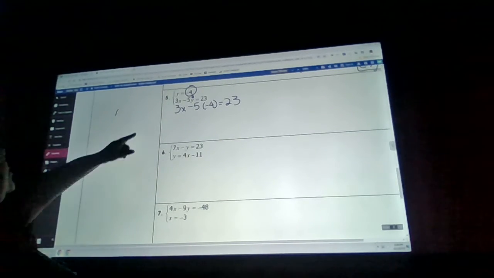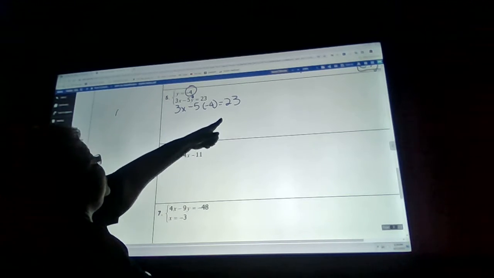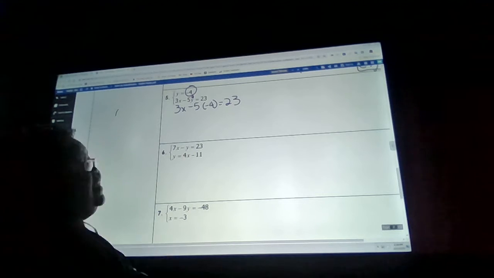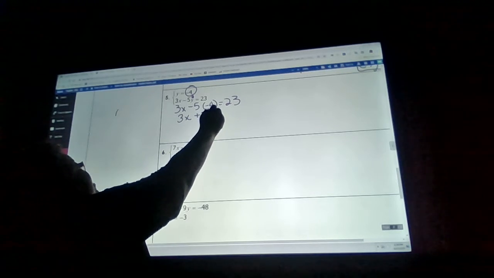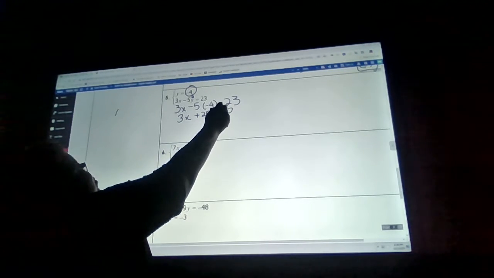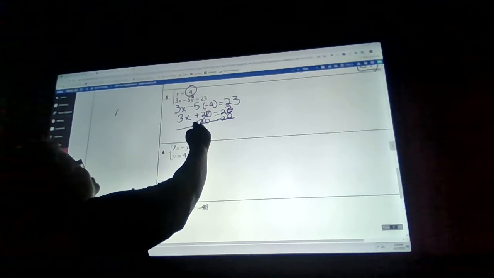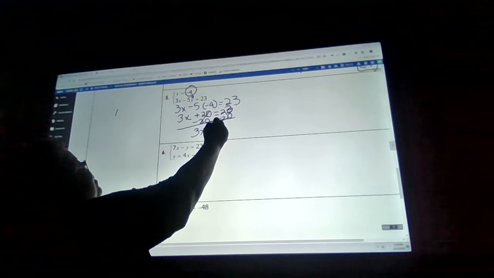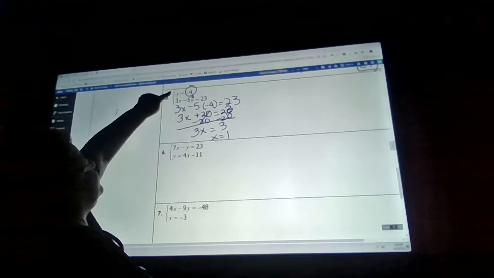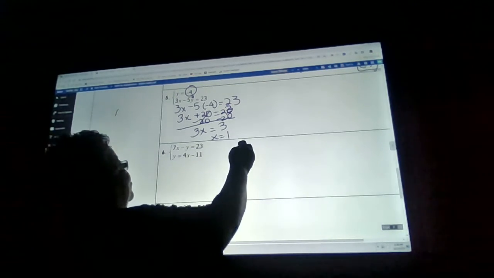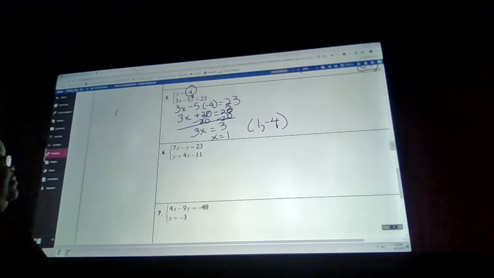Okay, so now I'm going to simplify this right here, PEMDAS. We got to do this multiplication first. Okay, so we have 3x minus 5 times minus 4 is a plus 20, and that's equal to 23. Subtracting 20 from each side gives me 3x equals 23 minus 20 is 3. Divide both sides by 3, x is equal to 1. I don't have to do anything else because I already have y. So watch this. x is 1, y is a negative 4.